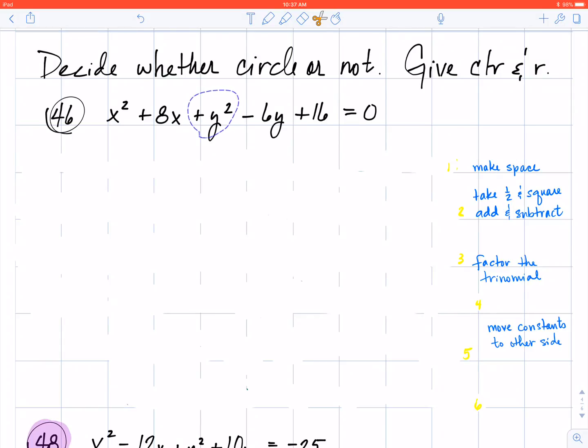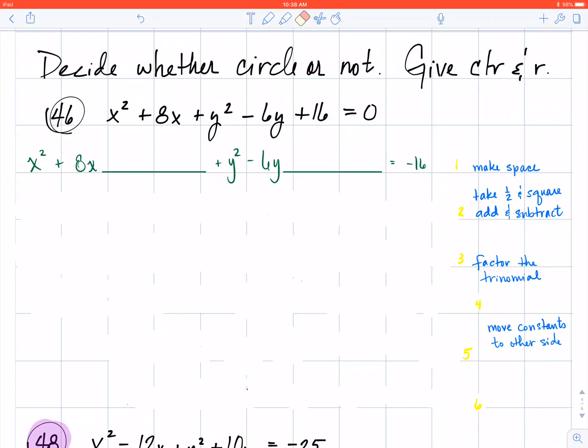The second step is to move the constant to the other side. So I'm going to do that, but I'm also going to make some space so that I have room for completing the square. All I did was copy my x terms and my y terms. I moved my 16 to the other side by subtraction. And now I'm ready to start with my completing the square.